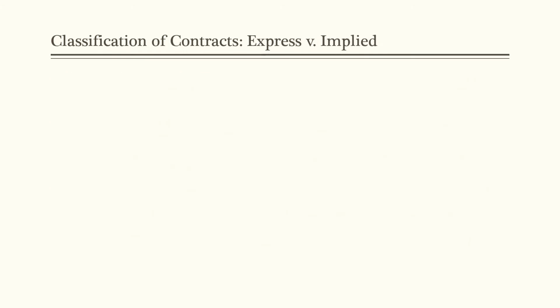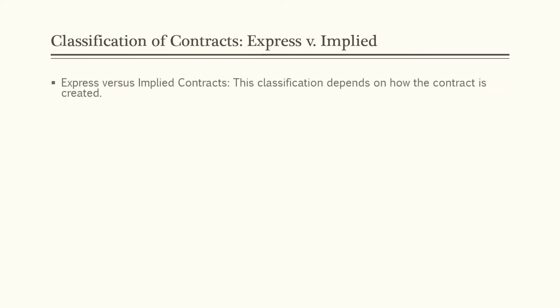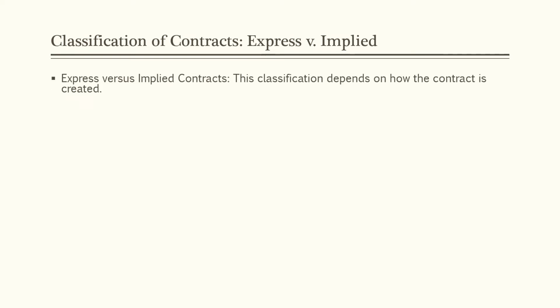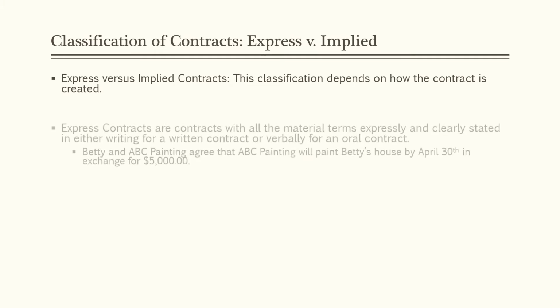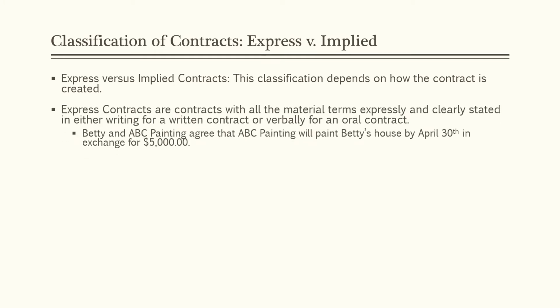Next, we're going to discuss express versus implied contracts. This classification depends on how the contract is created. Express contracts are contracts with all the material terms expressly and clearly stated, either in writing for a written contract or verbally for an oral contract. We're going to use the same painting example that we did on the last slide. Betty and ABC Painting agree that ABC Painting will paint Betty's house by April 30th in exchange for $5,000. All the material terms are there. That's an express contract.